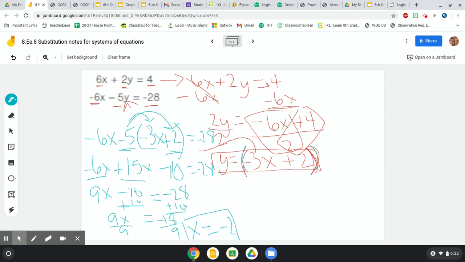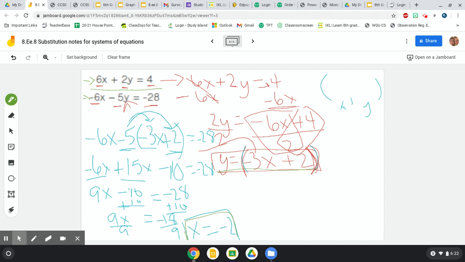But I need to solve for y, because remember my final solution needs to be this ordered pair where I have an x and a y value. So switching colors. Once I know what x is, I need to use that. So once I figure out which equation I want to go back to, I'm going to go to one of my original ones. Again, I'm going to choose this top one to go with. And notice that I'm not picking the one that I solved for. I'm not picking this y equals negative 3x plus 2. I'm going back to the original.